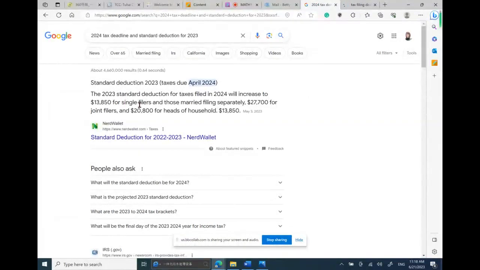For 2023, the tax is due next April. The standard deduction will increase to $13,850. If you are the head of the household and this amount is higher, it is $20,800. Let's go back to the table.